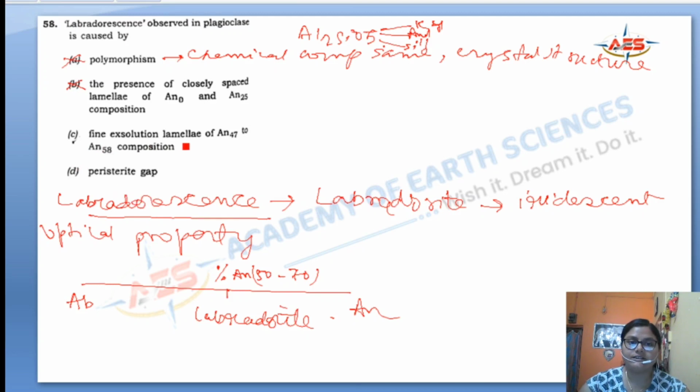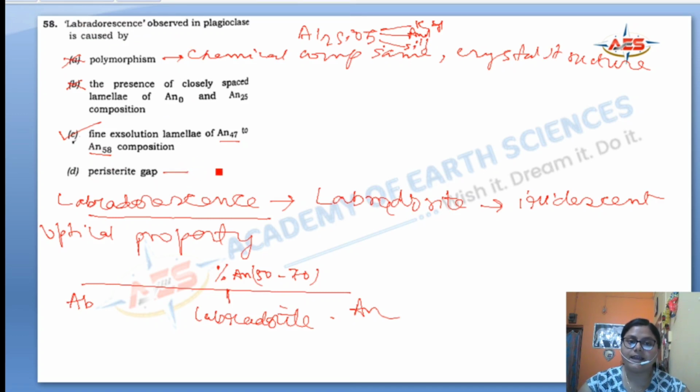Then we have fine exsolution lamellae of anorthite, 47 to 58 composition. Now, the 47 to 58 composition that is coming falls between 50 to 70. Now this is the answer. Here we find labradorite, and these lamellae generally show the labradorescence property.